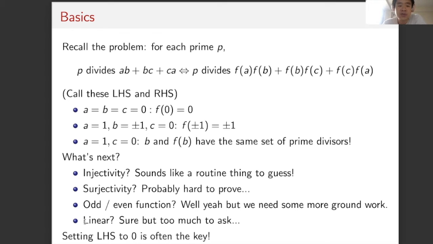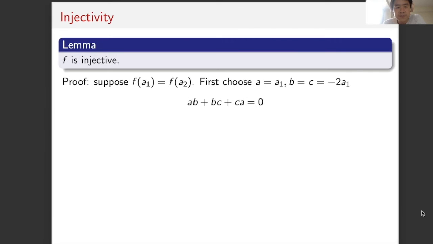In any case, I should stress that for the rest of the solution, a lot of times we'll actually set the left-hand side to be 0. This is because it will force the right-hand side to equal 0 as well, and this makes it easier for us to establish something. Well, technically, we could also set the left-hand side equal to plus minus 1, but this is a bit trickier, I would say. For the first step, we are going to start small and show that f is injective.